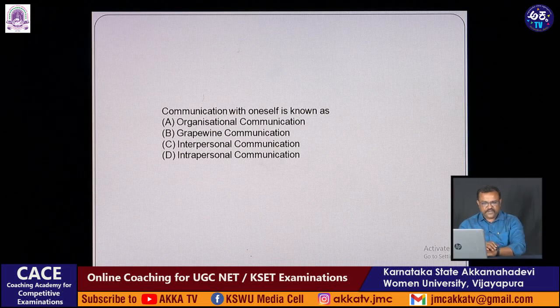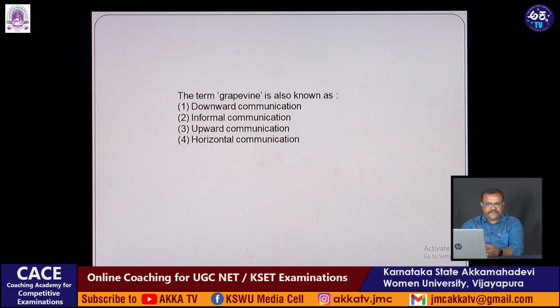Okay. Now, coming to the effective communication questions. Here, communication with oneself, as we have already discussed, is known as intrapersonal communication, that is the D option. Organization communication is the overall communication. Grey point communication is usually the informal communication. Interpersonal is with another person, and intrapersonal means within oneself. So, the correct answer for this is D.